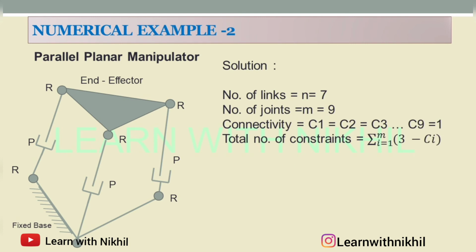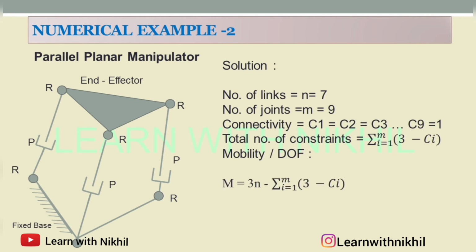Now finding the total number of constraints here, again Ci given is 1. So this will be 3 minus 1. Calculating this, if I put in this equation, m is 9, and calculating this equation, this is 2. So for each joint you have 2 constraints.